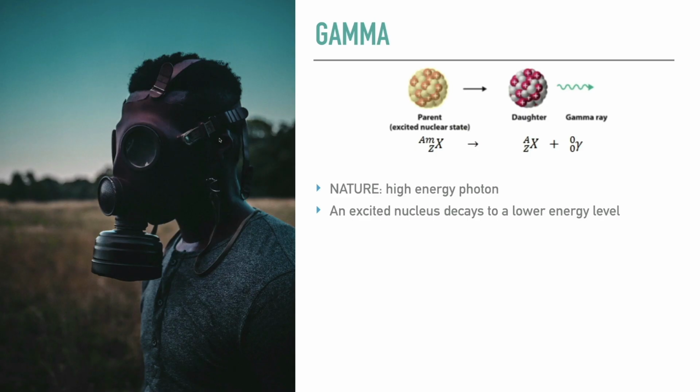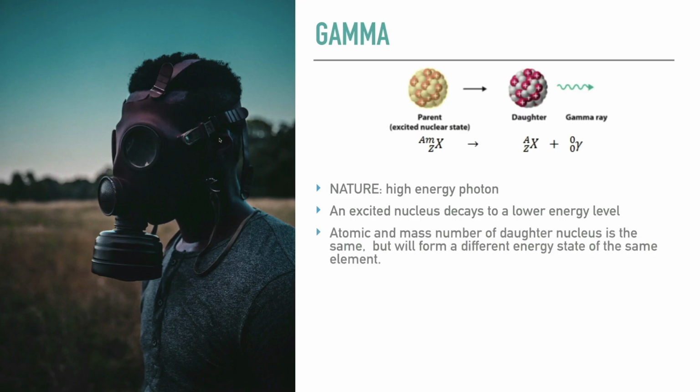So what happens is when we have an excited nucleus and it decays into a lower energy level, it releases the extra energy as a gamma ray. The atomic and mass number of the nucleus is exactly the same once it's turned into the daughter nucleus, but it forms a different energy state of the same element. So it's kind of like an electron jumping between energy states. This is what happens with the nucleus. It jumps between energy states.